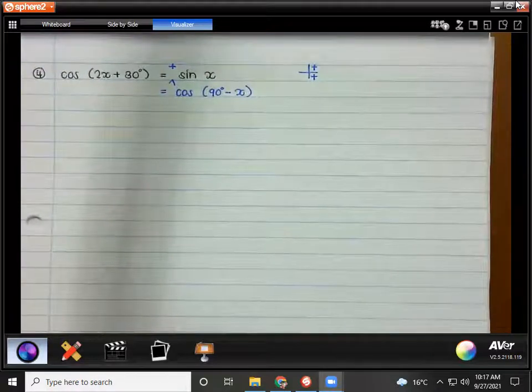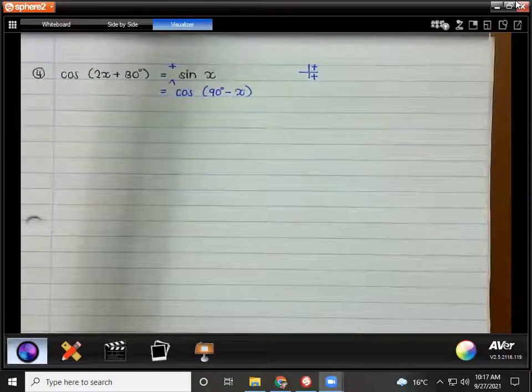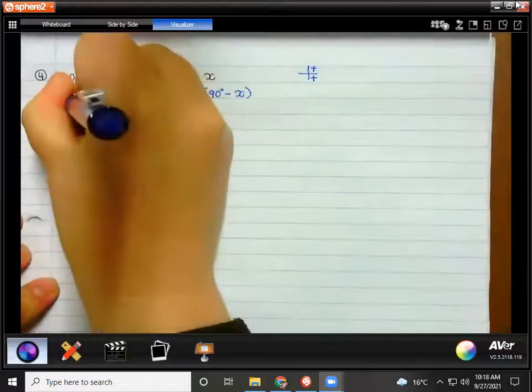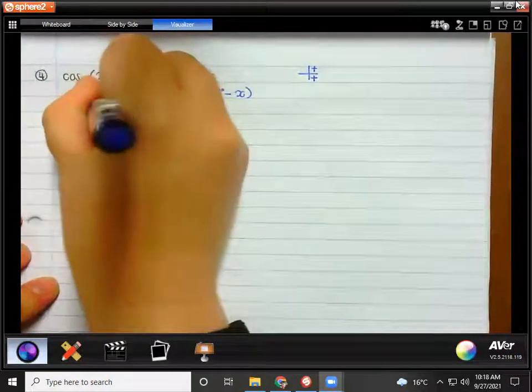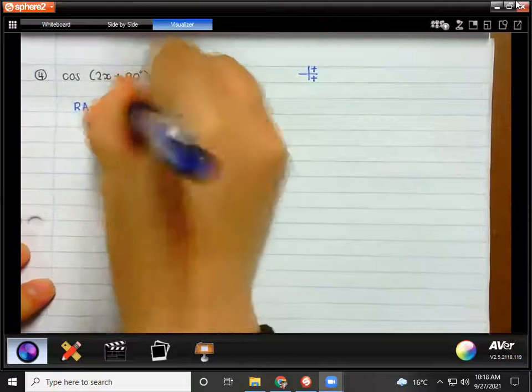You have to do that, guys. You have to have cos equals cos. Otherwise, you can't take that second angle as the reference angle. Okay, very important. What is my reference angle now? 90 minus x. So my reference angle is 90 minus x.